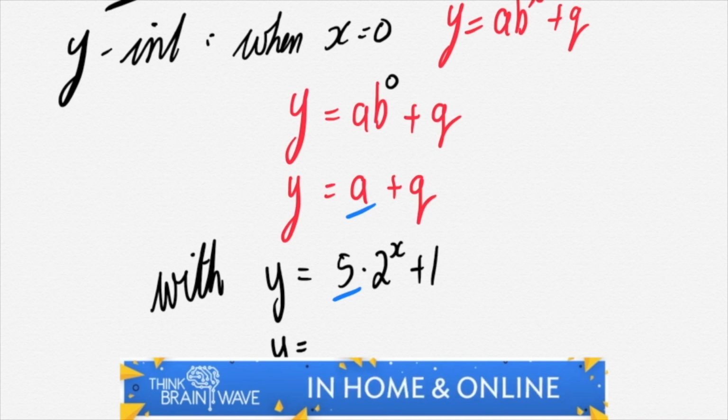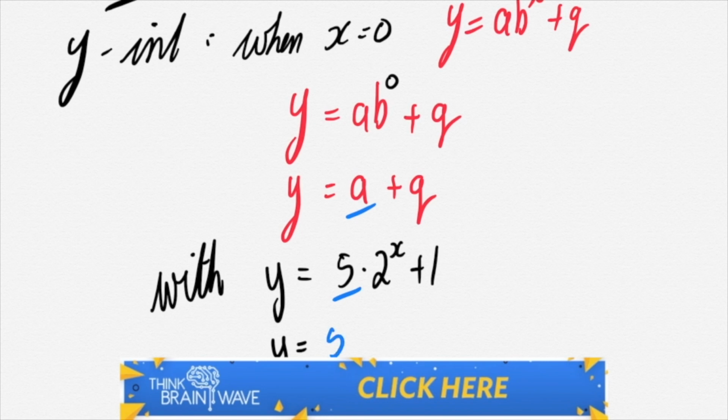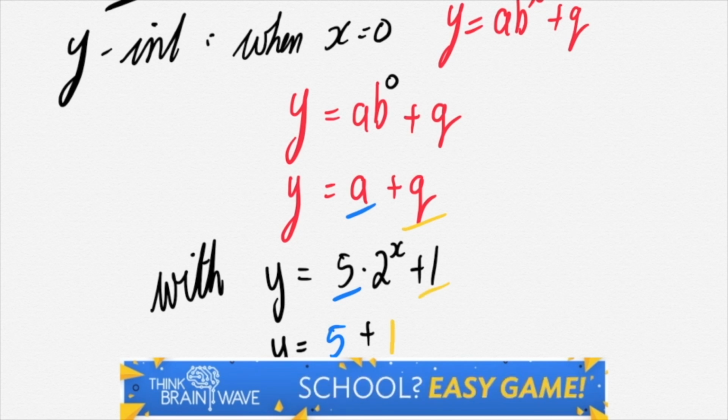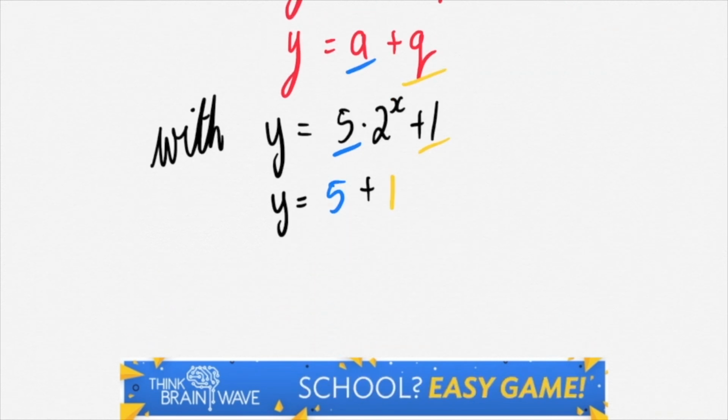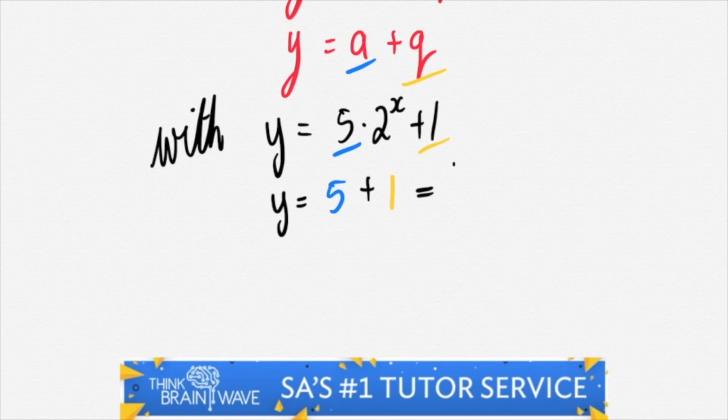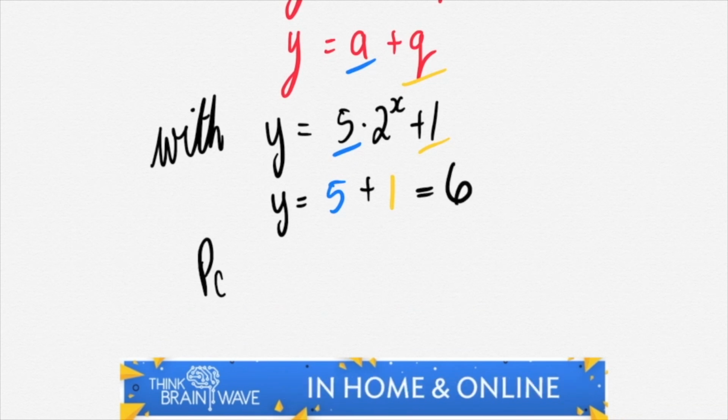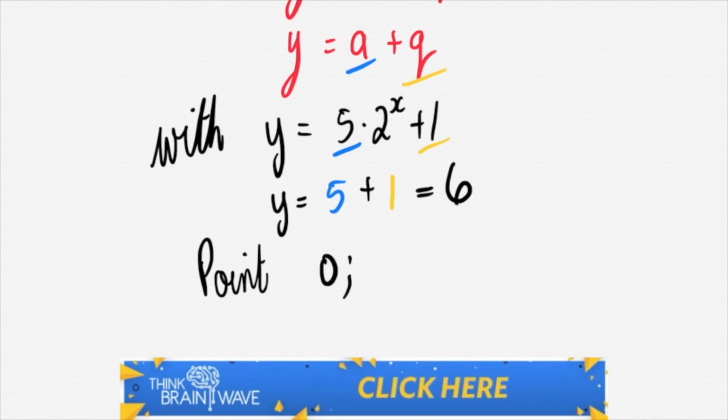So let's sub that in. We'll have a is equal to 5. 2 to the power of 0 would be 1, so we don't write anything there, and we bring down our 1 from the q. So we say y is equal to 6. The point would be (0, 6) as our first intercept.